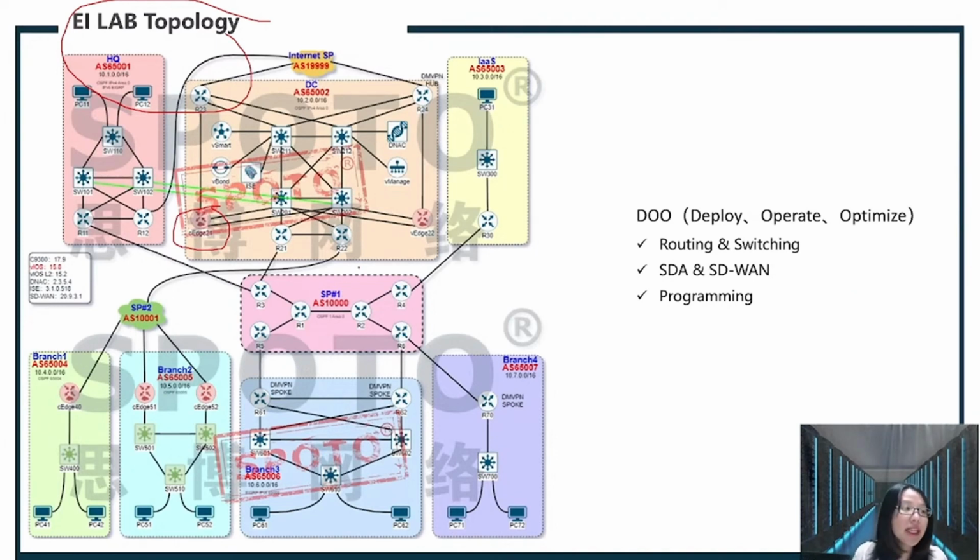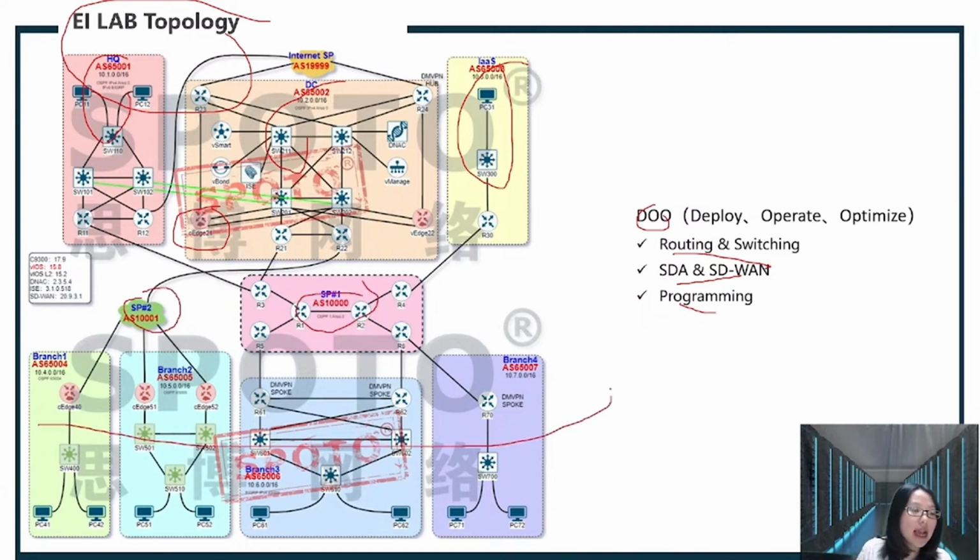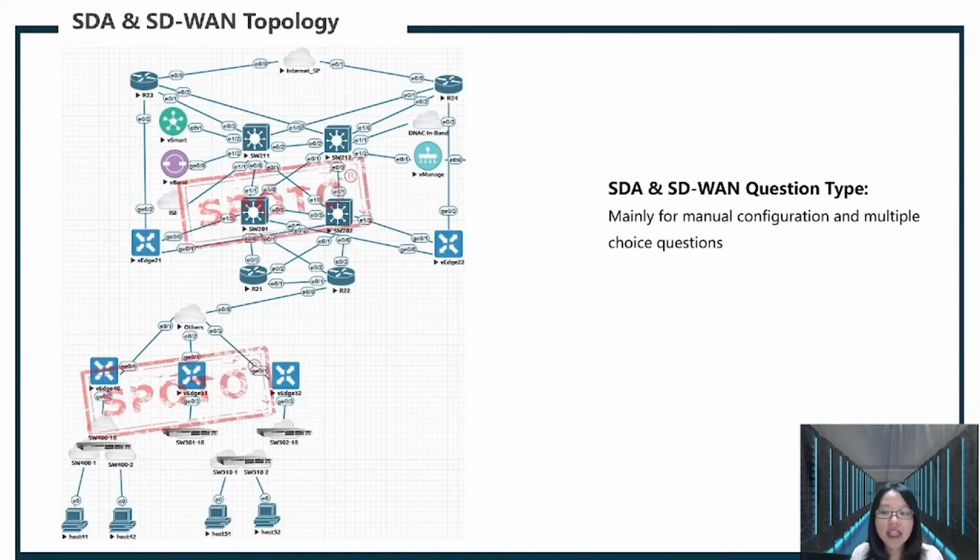It examines the candidate's deploy, operate, and optimize capabilities. So it's referred to as SDOO, which is configured from routing, switching, SDA and SD1, and the programming. These belong to the HQ category. The module belongs to the DC category, and the right belongs to the IaaS, and service provider 1 and service provider 2, and these are 4 branches. So this topology falls under the category of SDA and SD1.